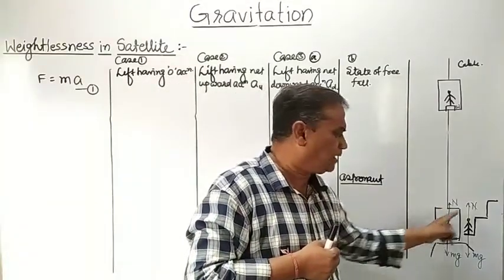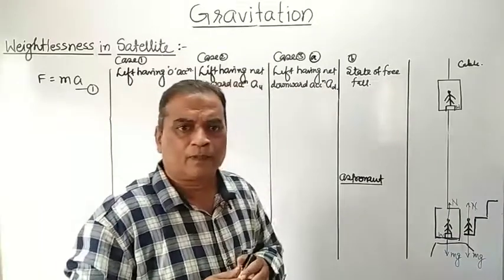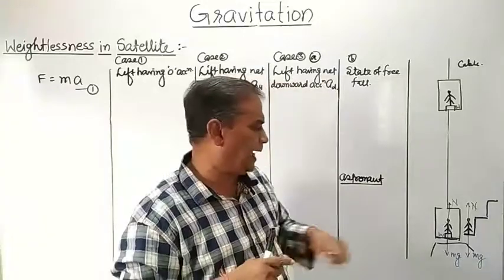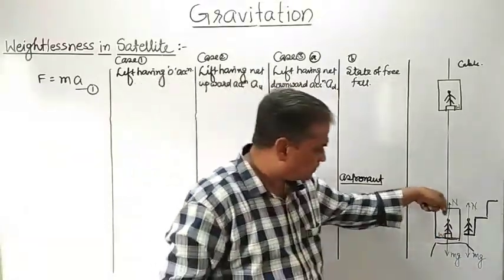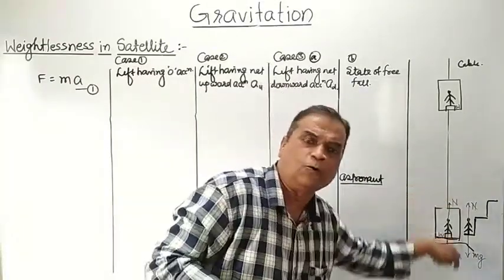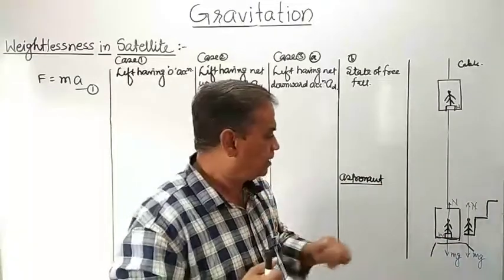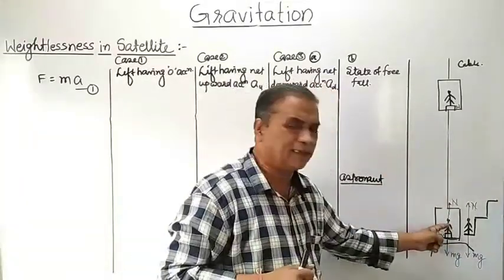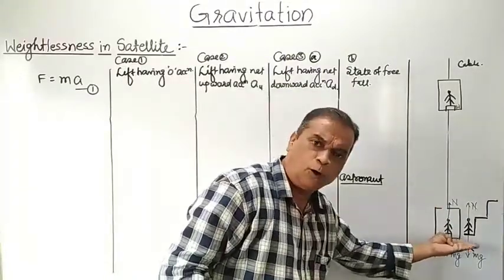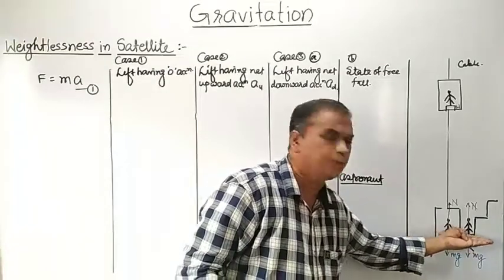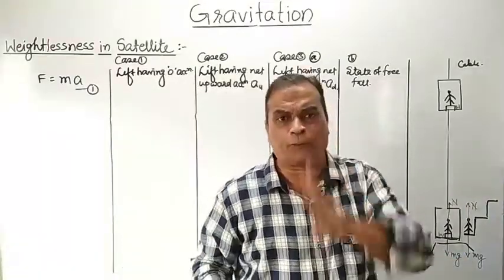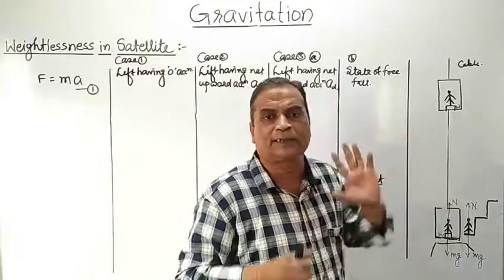So, in both the cases, how many forces will act on the passenger? Only two forces. One is the gravitational force, equal to the weight mg, acting downward towards the earth, while the other force acting on the passenger is the normal reaction N exerted by the floor of the lift or the floor of the elevator. Means the passenger is acted upon by two forces which are exactly opposite in direction.